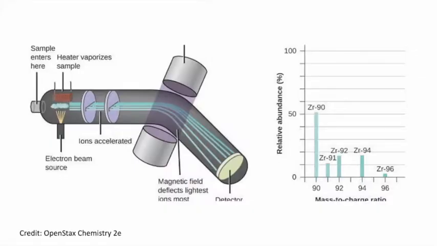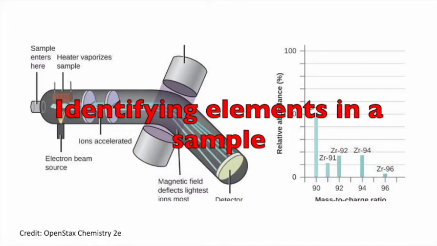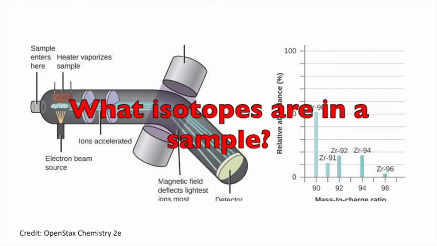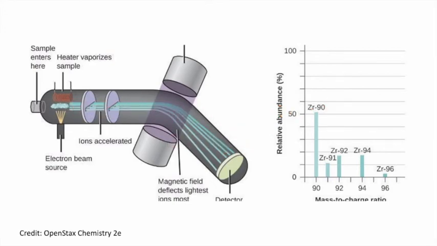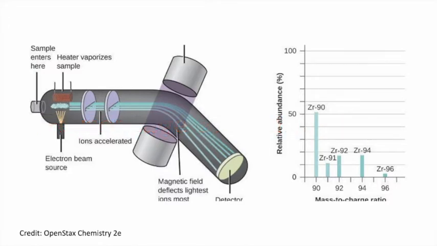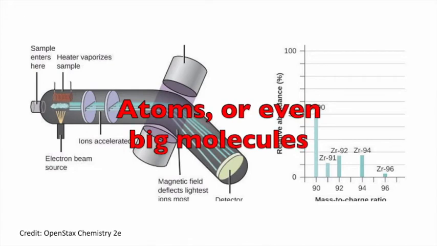Mass spectrometry is good for all sorts of things. It's good for identifying particular elements that are in a sample, for determining the isotopes that are in a sample, or determining the percentage of each isotope. You can determine the average atomic mass. You can look at atoms. You can also look at big molecules.